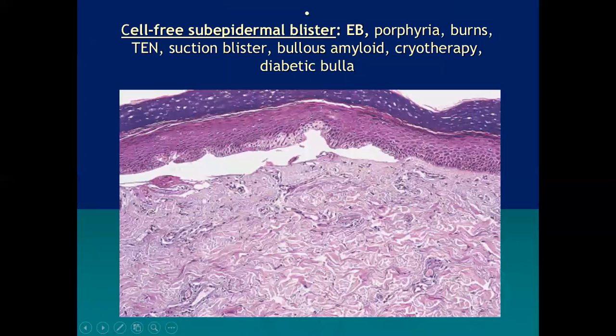infiltrate. This is DH. Then there are many conditions in which there is a tense blister, but histologically there is no inflammatory infiltrate. Such blisters are seen in epidermolysis bullosa, both the inherited form and acquisita, porphyrias, burns, toxic epidermal necrolysis, suction blister, bullous amyloid, cryotherapy, and diabetic bulla.